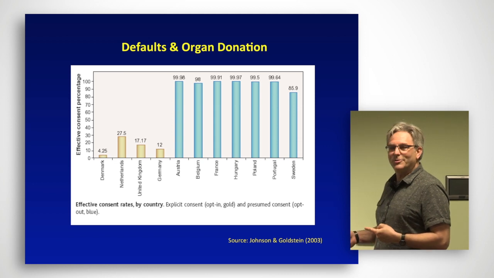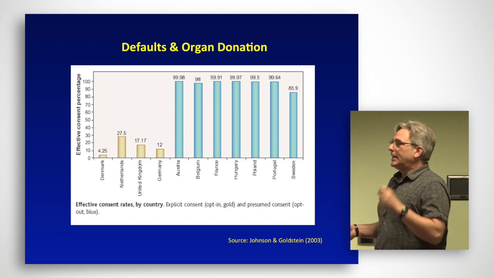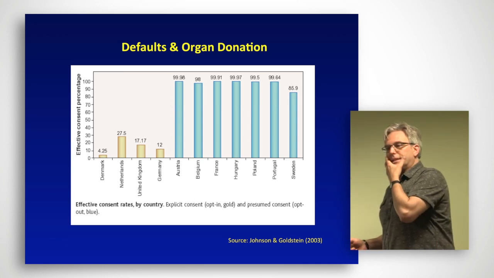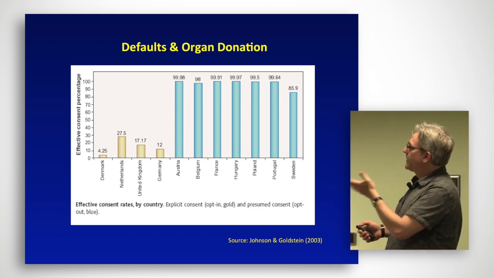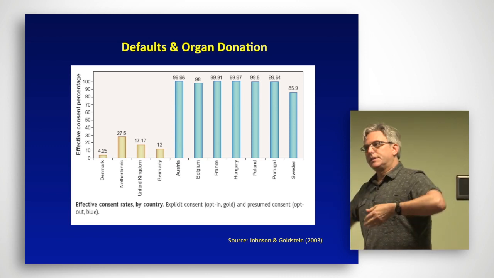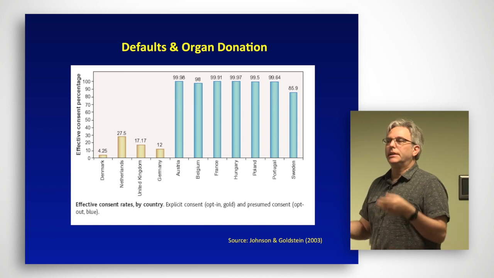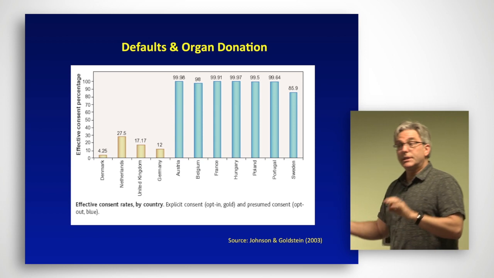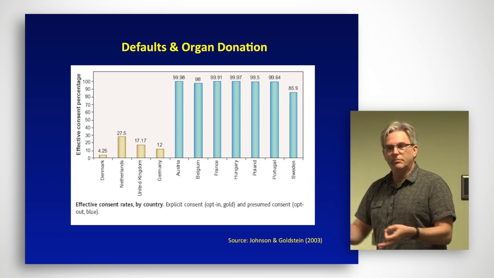How many of you have seen this picture before? Okay, a lot of you have. This was a study in 2003 that Eric Johnson and Dan Goldstein compiled. This picture is a picture of organ donation rates, or at least consent to be organ donor rates, in different European countries. And the interesting thing that happens in these different European countries is that some have an opt-in regime.